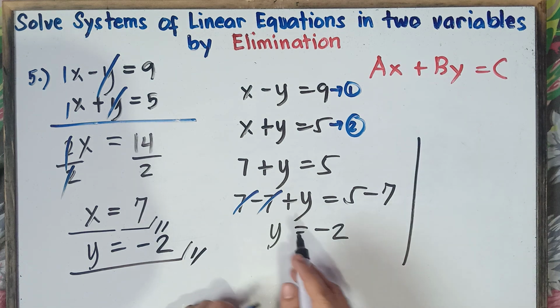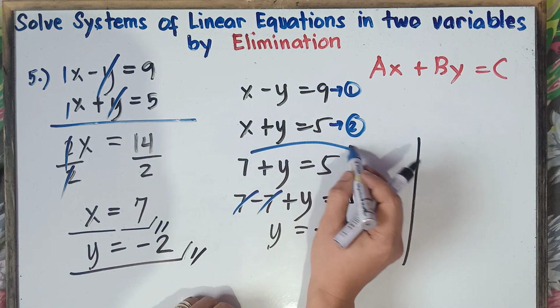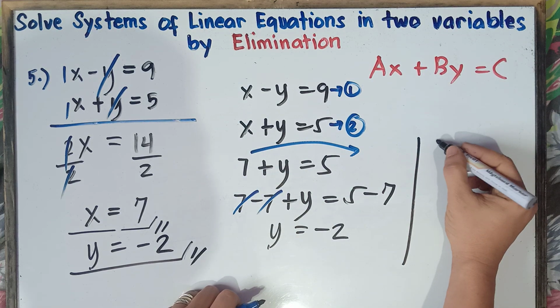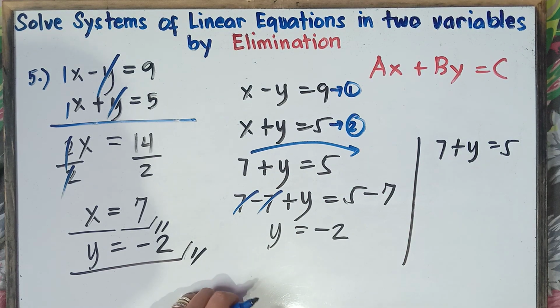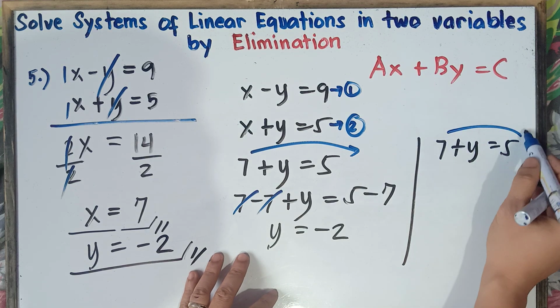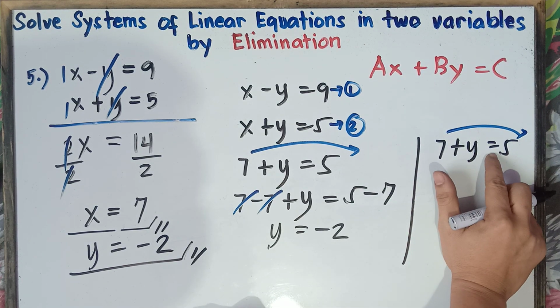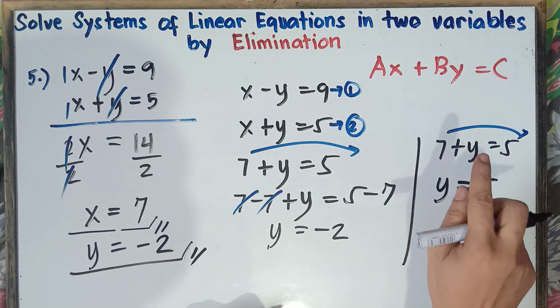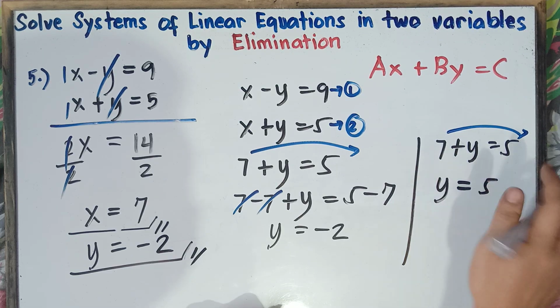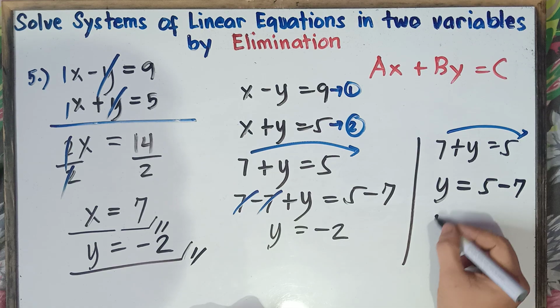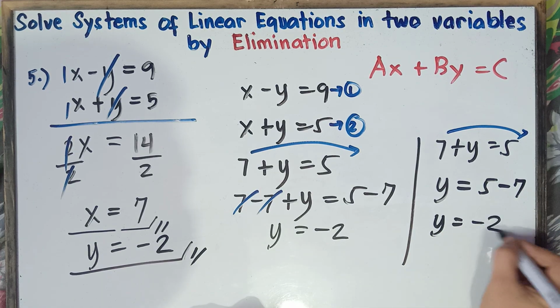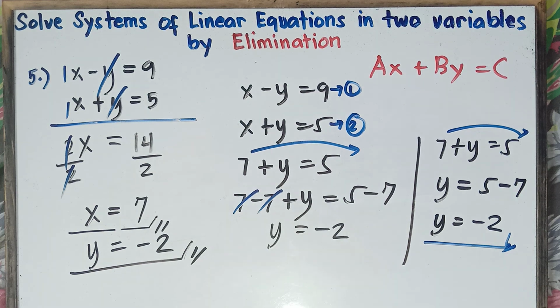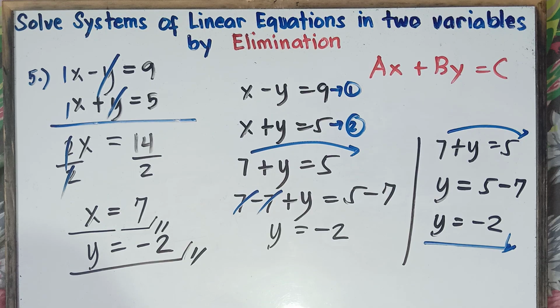Or second solution, we can just simply transpose 7 from left to right. Other solution class. So copy this one. So 7 plus y equals 5. To get the value of y, simply transpose 7 from left to right. Once you transfer from this equal sign, you change the sign. So copy y, copy equal sign, copy 5. We transpose 7 from left to right. This is positive, it will become negative 7. And then copy y equals 5 minus 7, that will be negative 2. And you will have the same answer, class. That's the answer, class, with regards to example number 5. The value of x is 7, and the value of y would be negative 2.